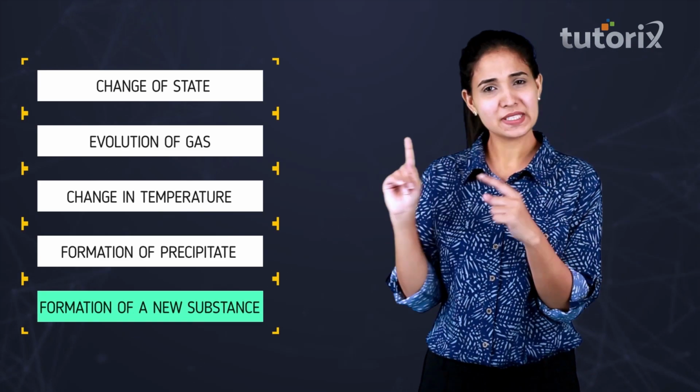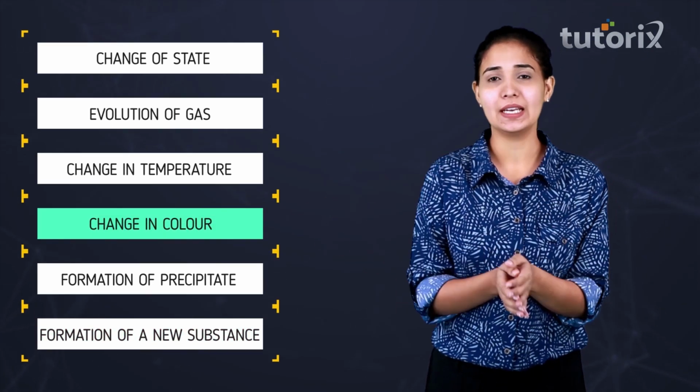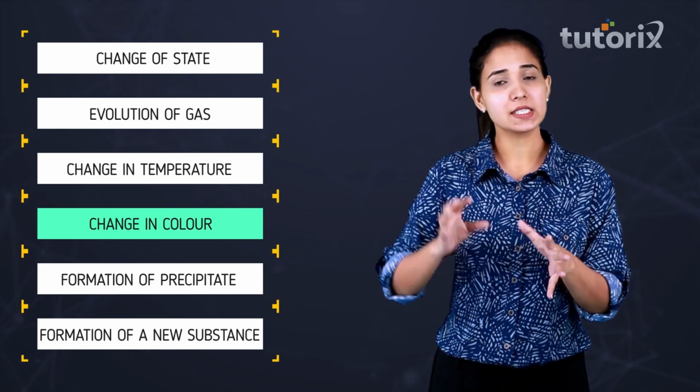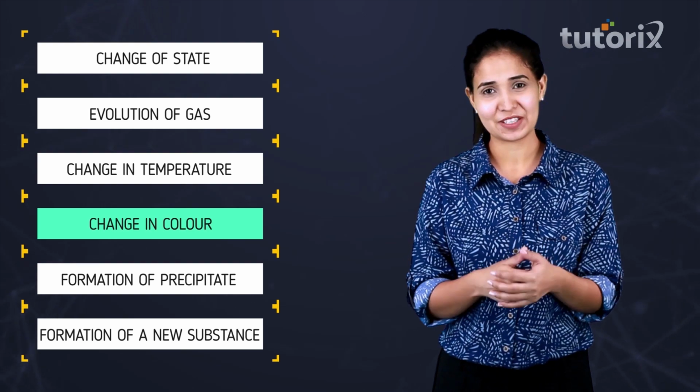Well guys, are we missing out something? Well, yes, one more, that is the change of color. We have done that today. So guys, these are the changes that can indicate whether a chemical reaction has taken place or not.